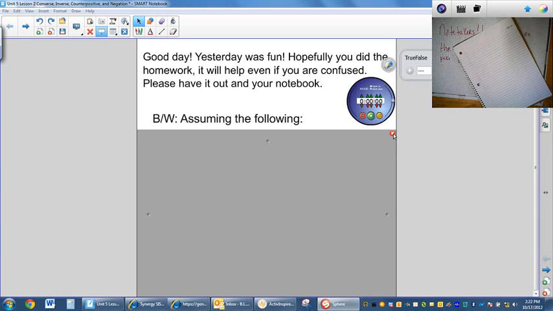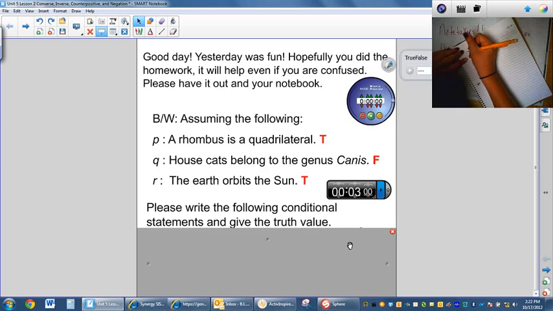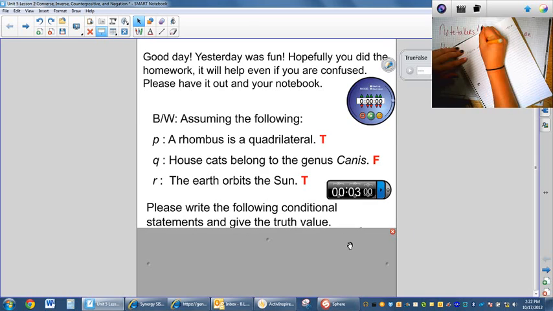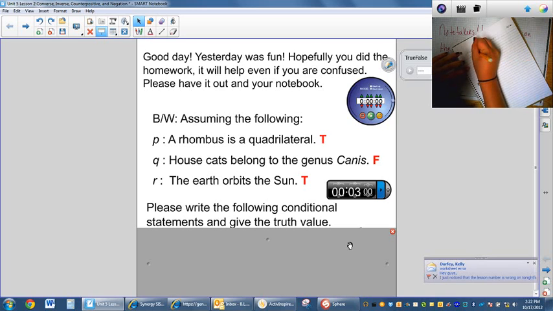What I'd like you to start is assume the following. Assume those 3 statements. Assume P, this is Bell's, page 17. A rhombus is a quadrilateral, and that it has a truth value of true. Please also assume Q. Outcast belongs to the genus Canis. That is false.